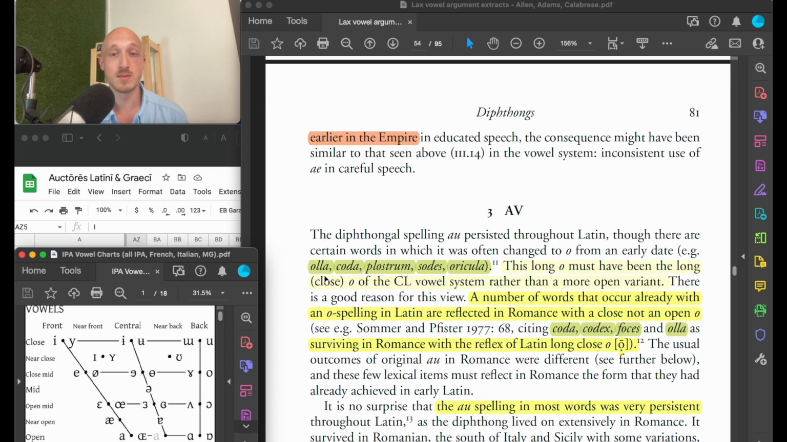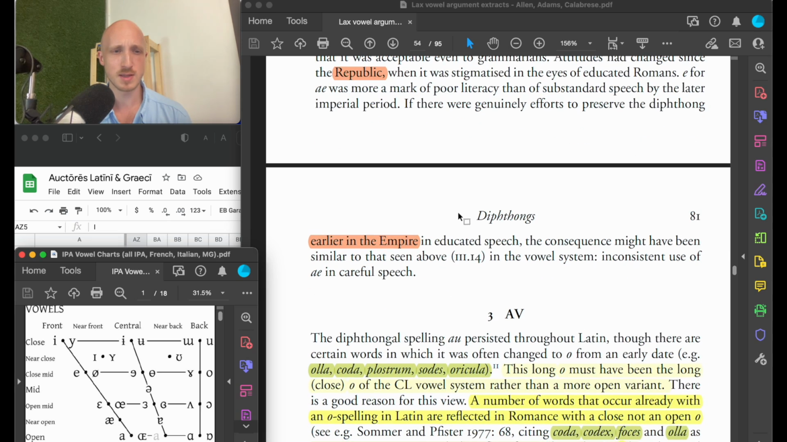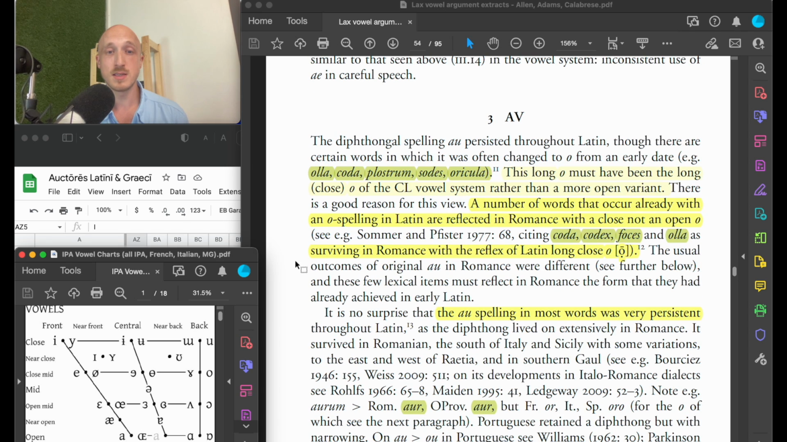The AU is interesting because just like the AE, there are a few closings of it in the rustic Latin. I talked about that in the Latin to Italian video on the main channel. We see rustic Latin words that worked their way in to normal Latin. Ola, coda, plostrum, sodes, auricola, instead of cauda, plaustrum, and so forth. And sodes is just classical Latin. Auricola, for little ear, auris. This long O must have been the long close O of the classical Latin vowel system, rather than a more open variant, is what he's saying.